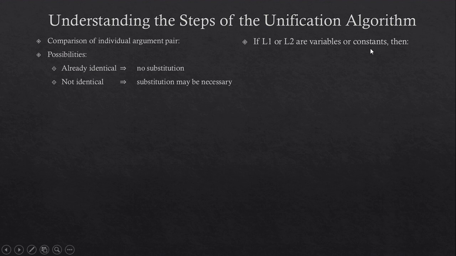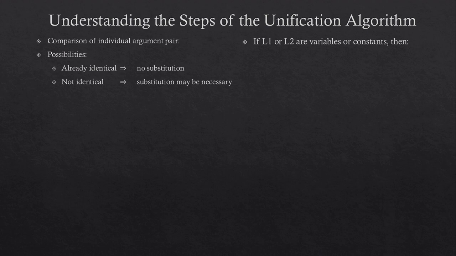Are these both variables? Is one a variable and one a constant? Which one is the variable and which one is the constant? Because depending on that, the substitution needs to be made. Are both constants? If these are non-identical constants, neither a substitution is possible nor does the argument pair match.